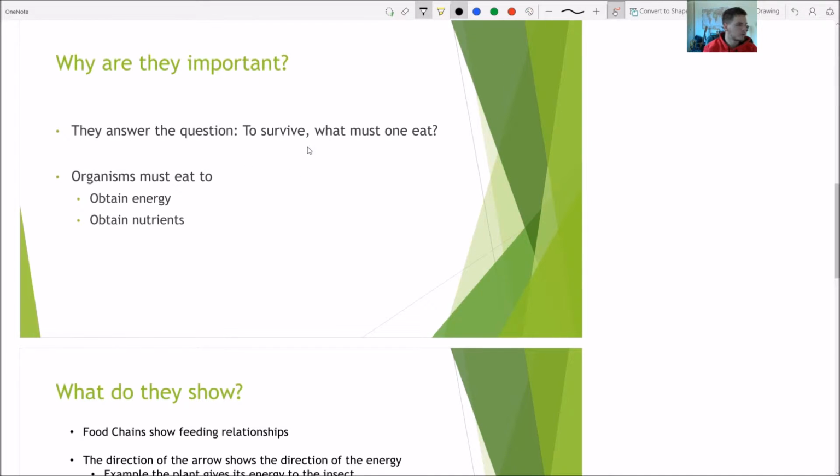So why are food chains important? They're important because they tell us, in order to live, what do we have to eat? So for me, it's usually a bagel or a bowl of cereal. But for these eagles and these hawks, their food chain is other organisms, other living things. So they're going out, they're hunting every day for food. And the reason they do that is to obtain energy and to obtain nutrients. And that's the same reason we eat. We just don't really have to hunt for it.